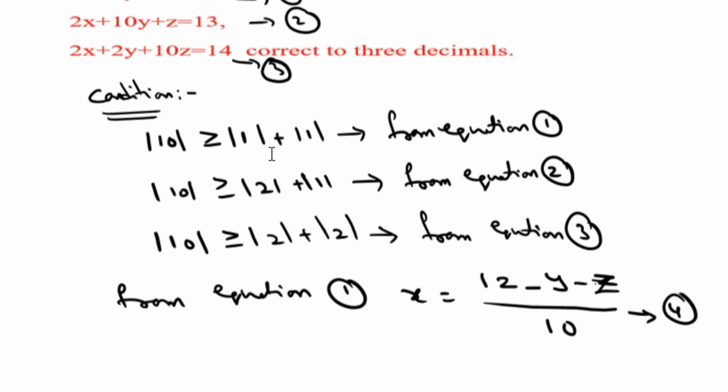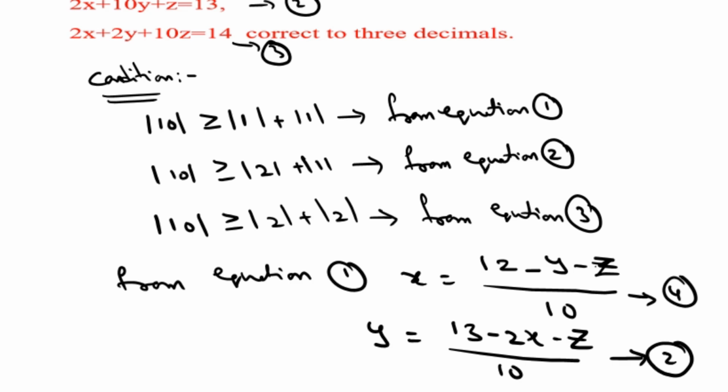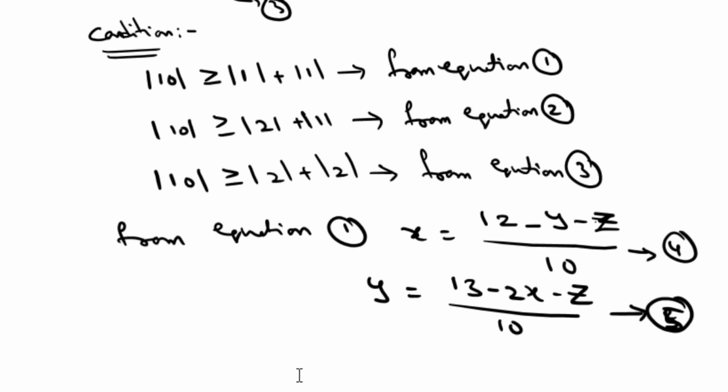Similarly, we'll find y is equal to (13 - 2x - z)/10. This is equation number 5. Coming to the z coefficient, z is equal to (14 - 2x - 2y)/10. This is equation number 6.